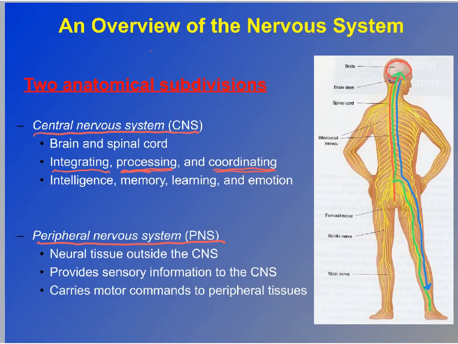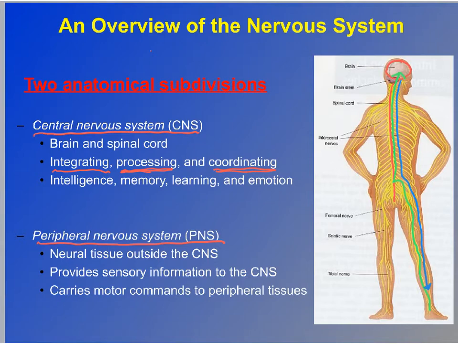Now, this is a really, really simple explanation of nervous system pathways, but it allows you to understand that the brain and the spinal cord take in that information from the peripheral nervous system, process it, and then coordinate the appropriate response to a stimulus.